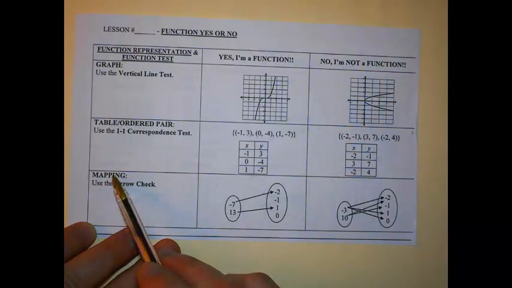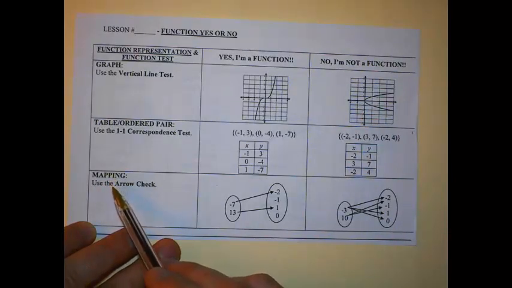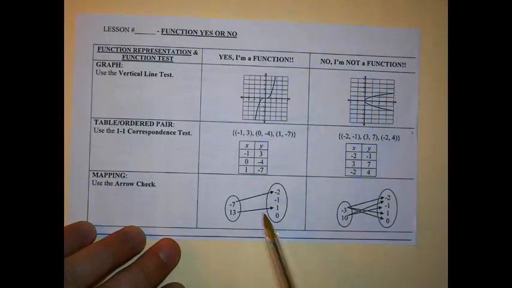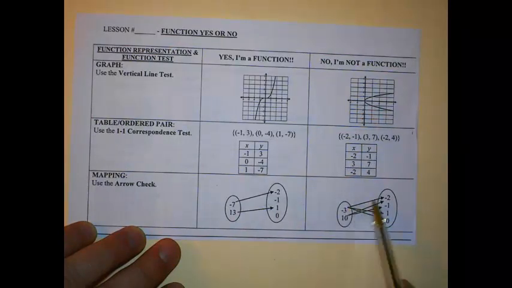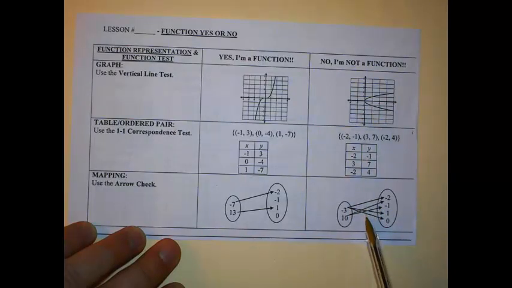Functions can also be represented as a diagram or a map, such as these, and basically you're doing the arrow check. You're checking that only one arrow is coming from the left number towards the right number. If you notice here, I only have one arrow coming from the 7, one arrow coming from the 13, so that means this is a function. Let's compare this with this problem where you see 3 arrows coming out of 3 and 2 arrows coming out of 10, and that classifies this as not a function.